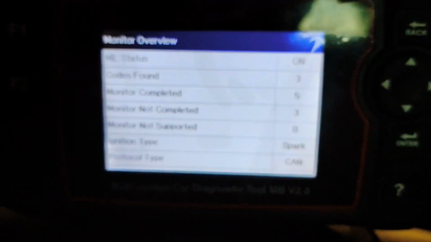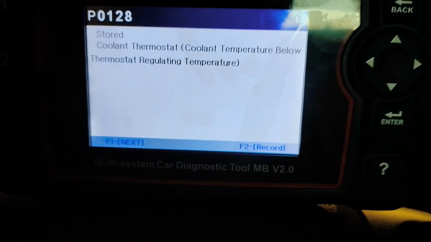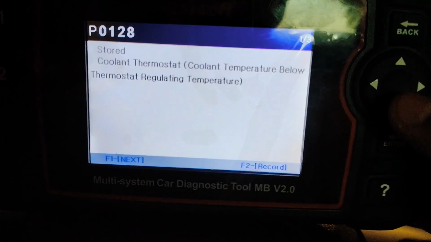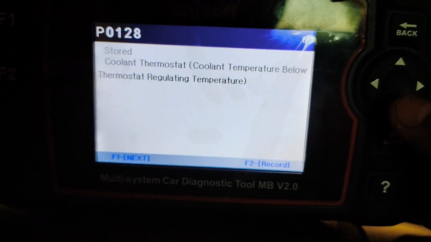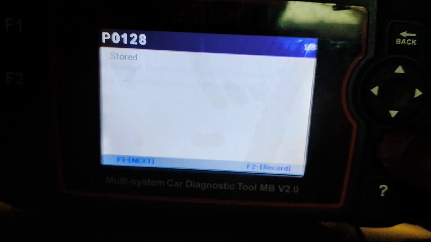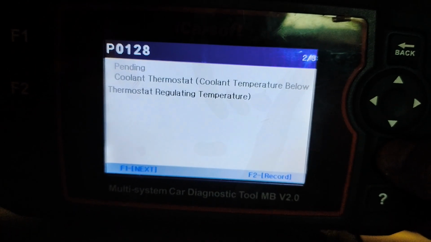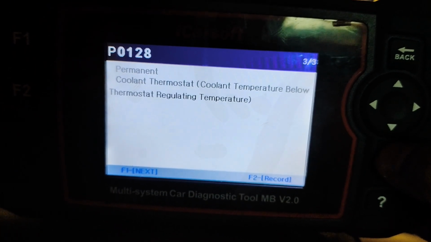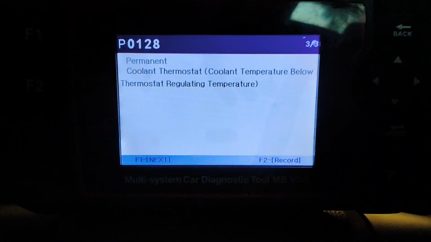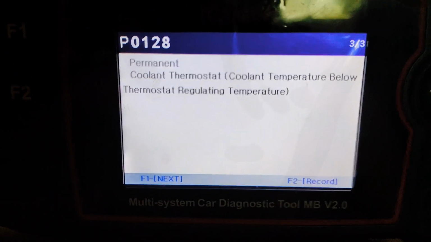So we have 3 codes on the engine module. Coolant temperature below thermostat regulating temperature. Yep, they're the same thing. So P0128, P0128, P0128. So it looks like we're gonna start by diagnosing or testing the thermostat.